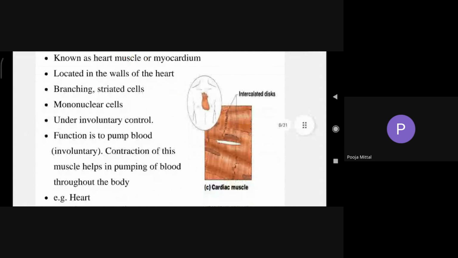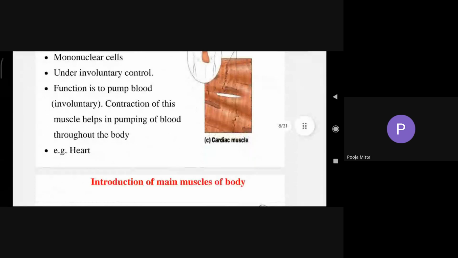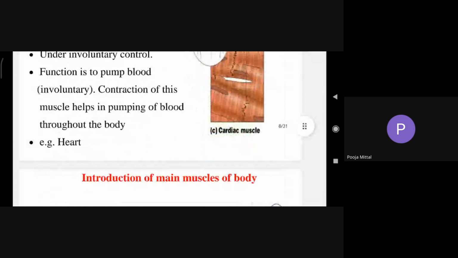Next, its function is to pump blood, and that is involuntary. Contraction of this muscle helps in pumping the blood throughout the body. So this muscle can only be found in the heart.